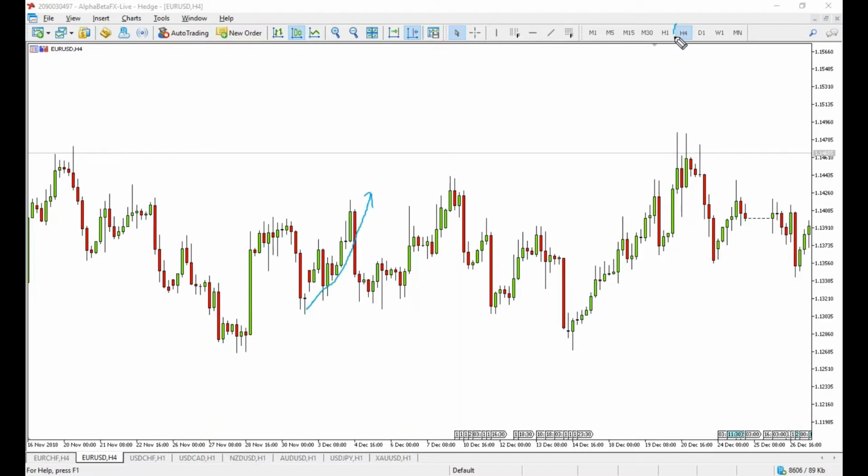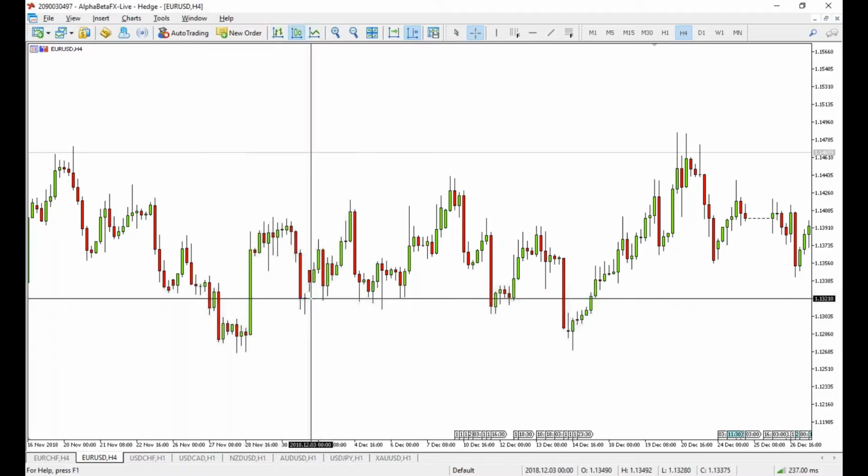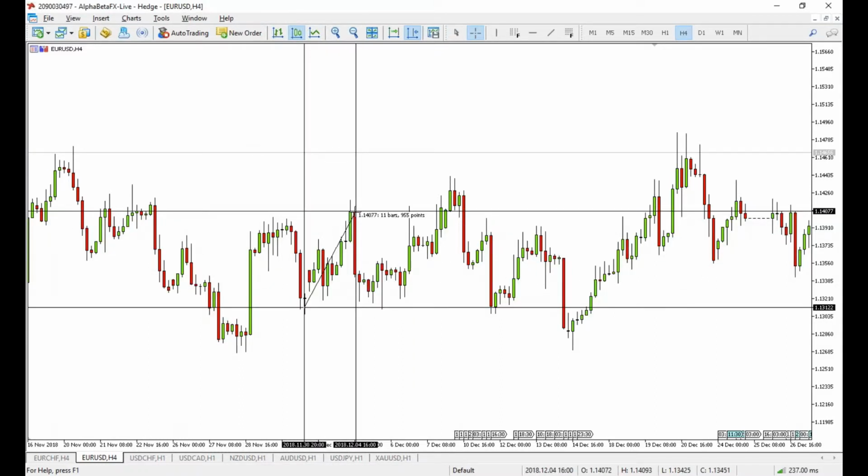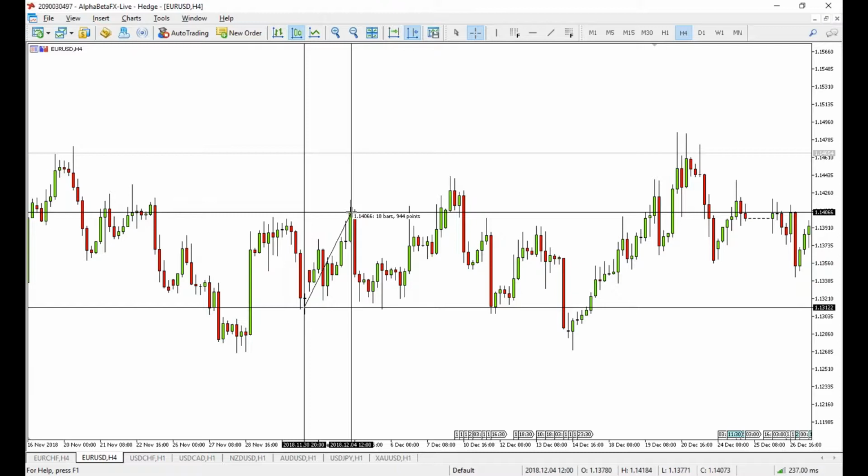And it is a 4 hour candlestick, so we can actually find out over what time interval the price has gone up. Exactly, we can find here 10 bars multiplied by 4 hours each bar, so exactly 40 hours the market has gone up, and almost 94 pips the market has gone up.